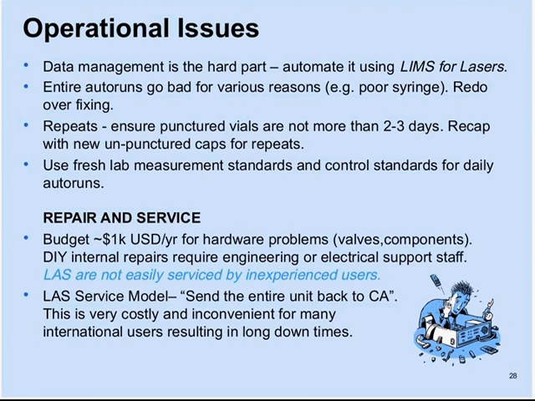Just a note about repair and service. I've had experience with the early generations of instruments, and they're surprisingly robust. My suggestion would be to budget approximately $1,000 a year for hardware problems. Now, you may get away with 2 or 3 years without any problems, but then have a $3,000 or $4,000 bill, depending on what can go wrong. Now, what can go wrong?